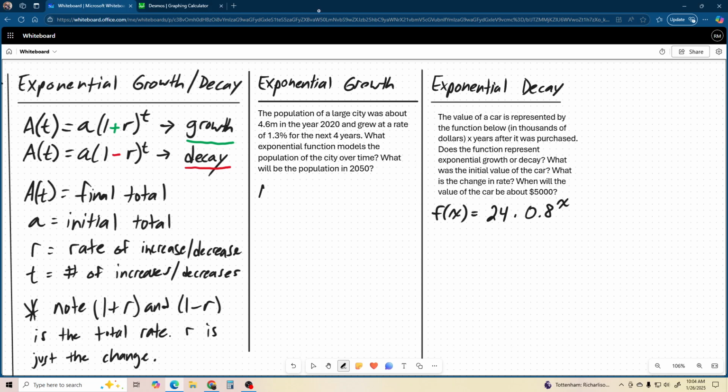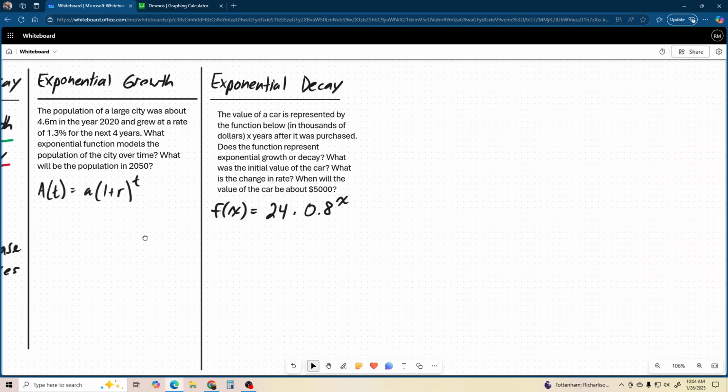So we know that A of t equals A times the quantity 1 plus r to the t. All right, and this is growth, right? So it says that we're growing at a rate, so we know that we're going to use the growth function. We can move this back.